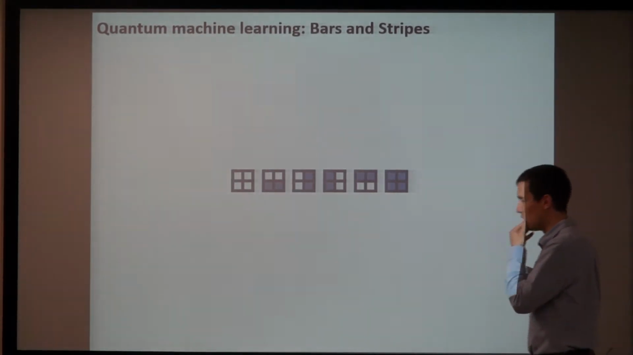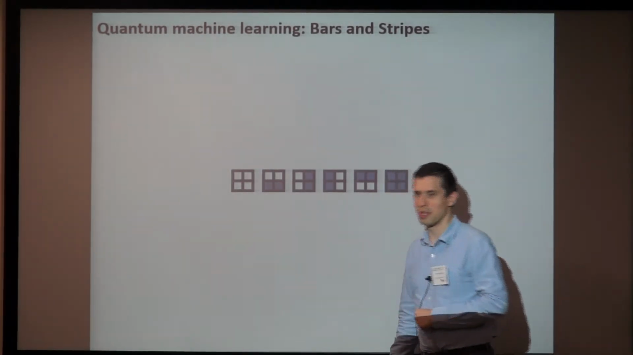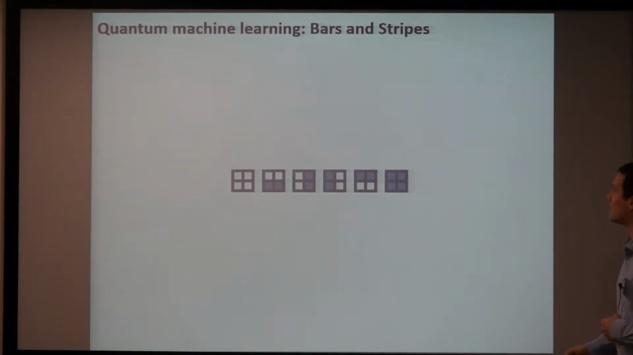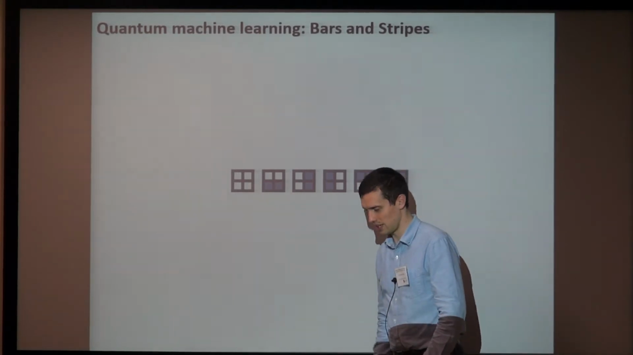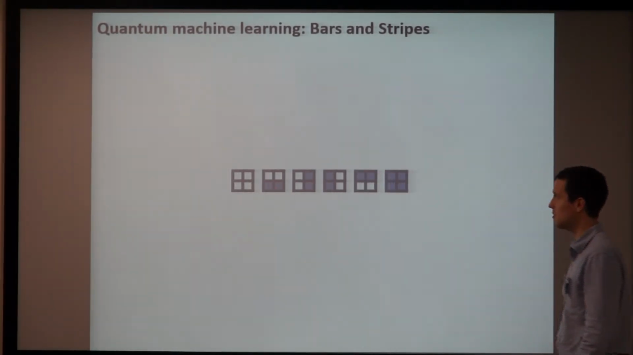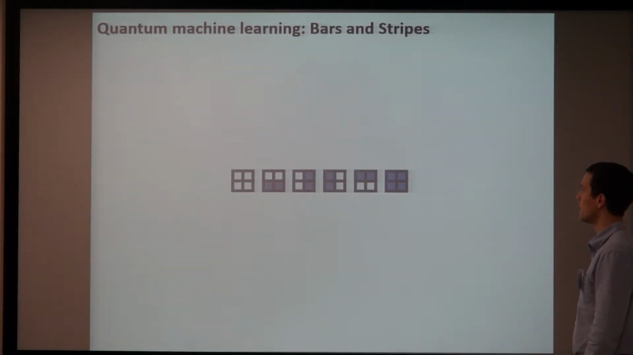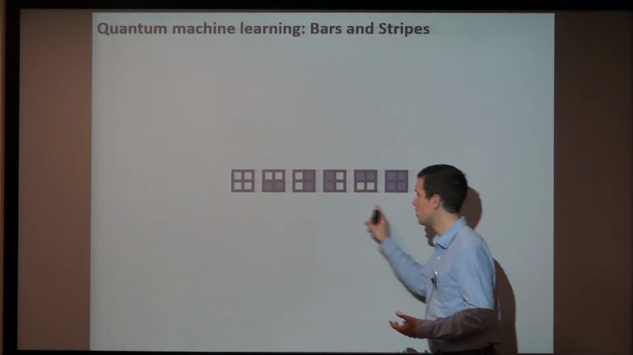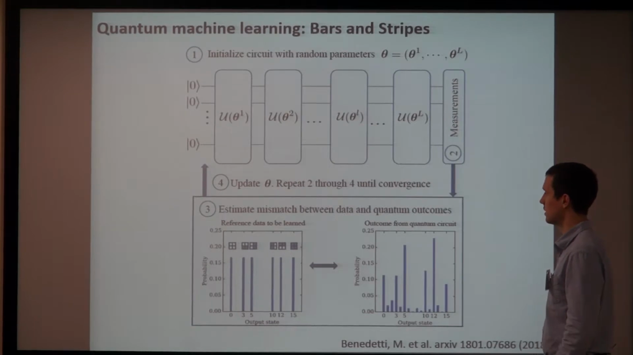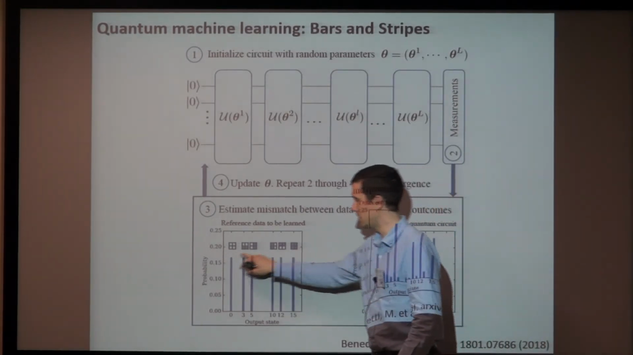Yes, okay, so now I'll move on to something where some actual learning took place. And this is what we call the bars and stripes problem. So these are sort of 6 different patterns here corresponding to bars and stripes. And we are going to assign each of these to a particular state in a 4-qubit system. In general, it's going to be an entangled state. And our goal is to prepare a state that is an equal superposition of all these 6 different states. So that's our goal here, this state.